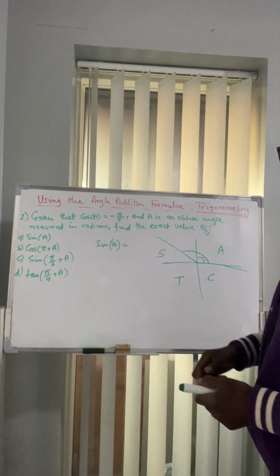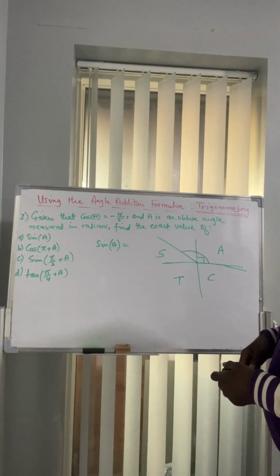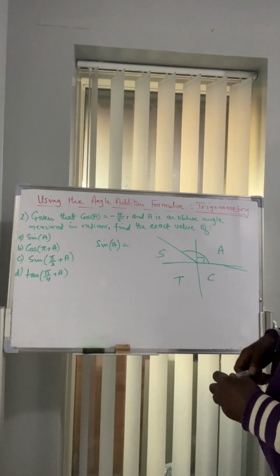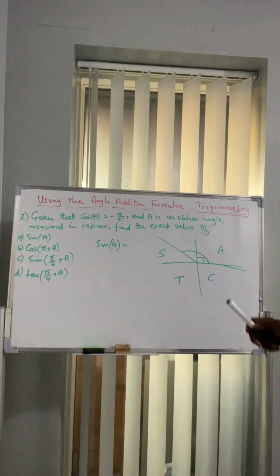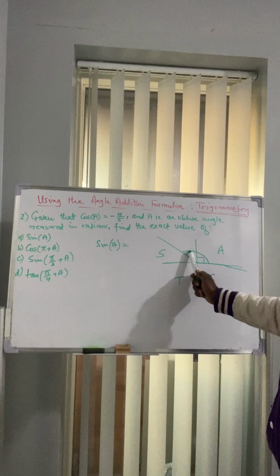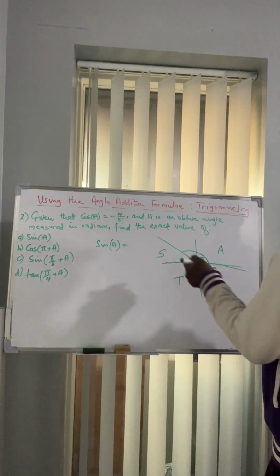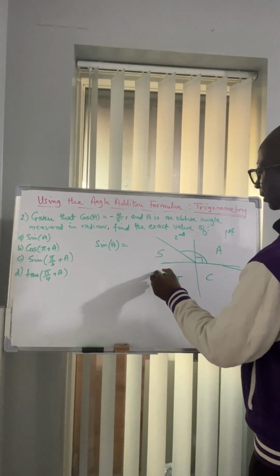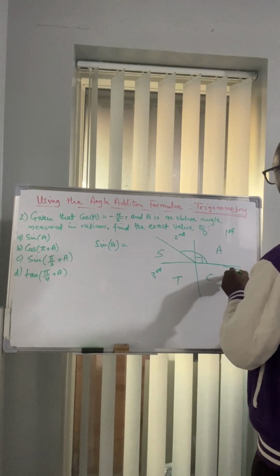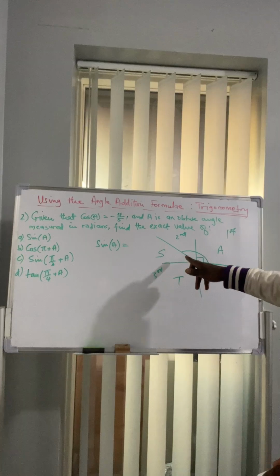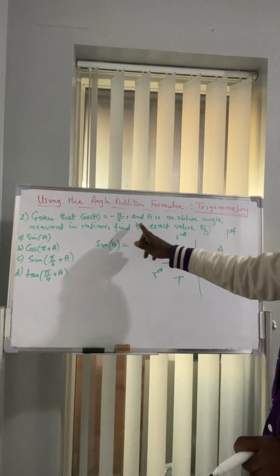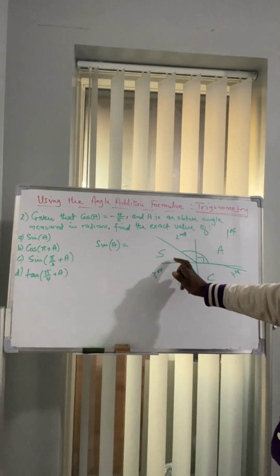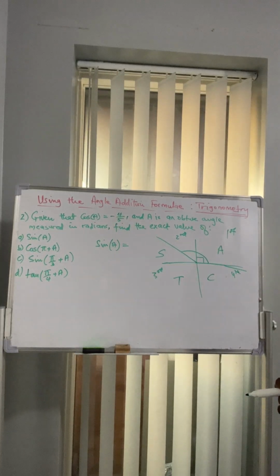So here we are given the cosine. The cosine is positive in the fourth quadrant, but because it's an obtuse angle, it finds itself here in the second quadrant. This is first, second, third, fourth. So because it is here, the cosine has to be negative. That's why you see this minus sign given to you.